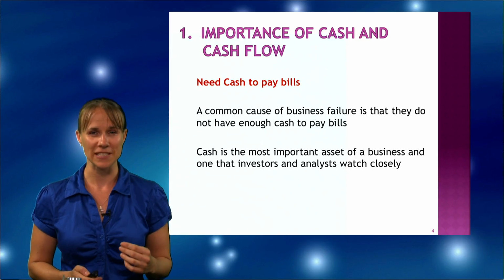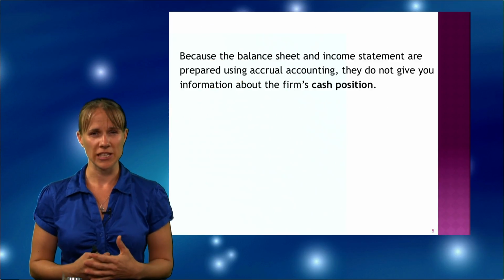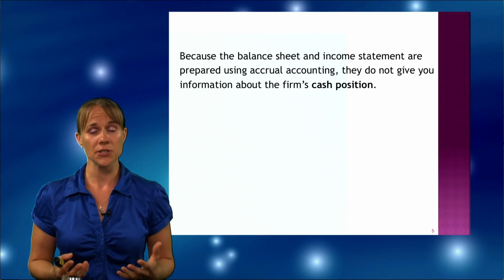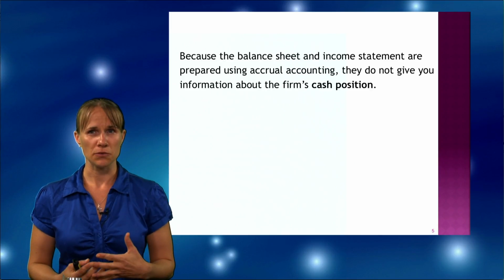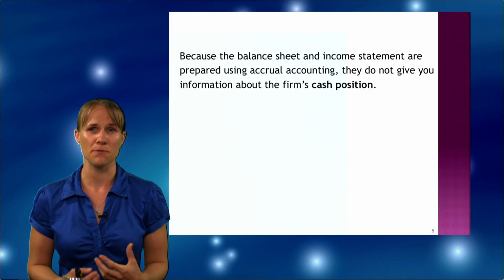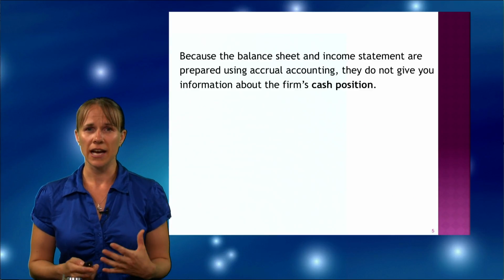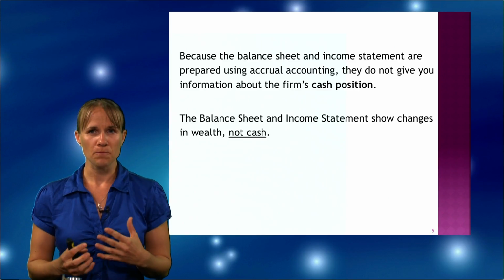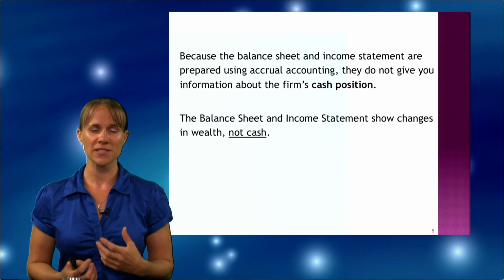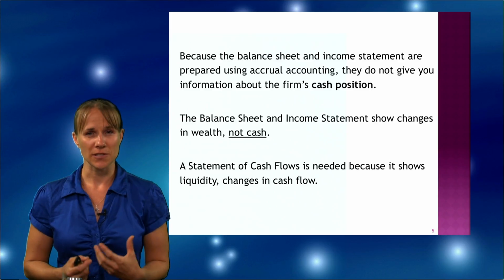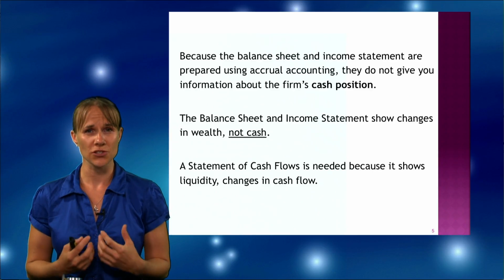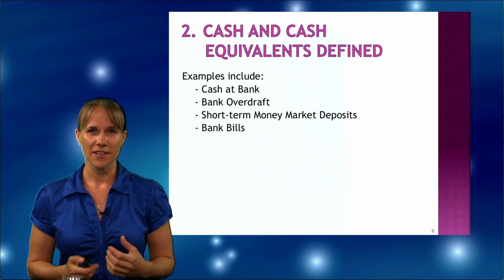So because our balance sheet and our income statement are prepared using accrual accounting, they don't really give you much information about a firm's cash position. So really, all you can see on a balance sheet is the cash at bank account, but that's about it. That doesn't really give us much information about what's actually happening with the cash in a business. So our balance sheet and income statement, what they show us are changes in wealth. They don't show us anything about changes in cash. So a statement of cash flow is needed because it shows us the firm's liquidity. In other words, it shows us changes in the firm's cash flows.